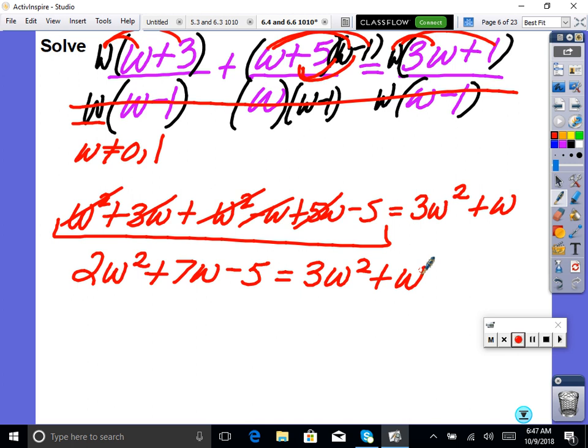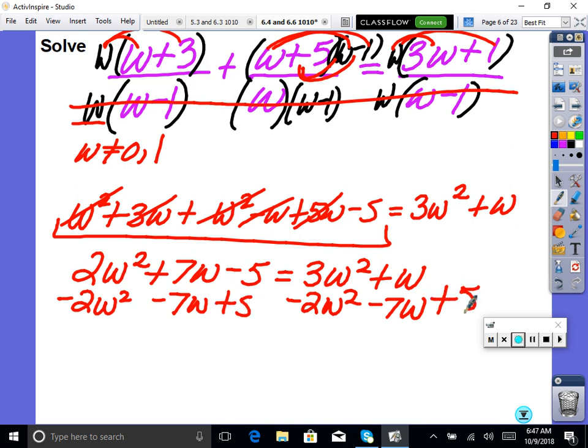The w's would not go away because they're not the same on both sides. So we have to remember, we solve quadratics by first getting it equal to 0. I'm going to bring these over because I don't want a negative in front of w squared, because then I can't quick factor. So I'm going to subtract 2w squared, subtract 7w, and plus 5. Because now we have 0 is equal to 1w squared minus 6w plus 5.